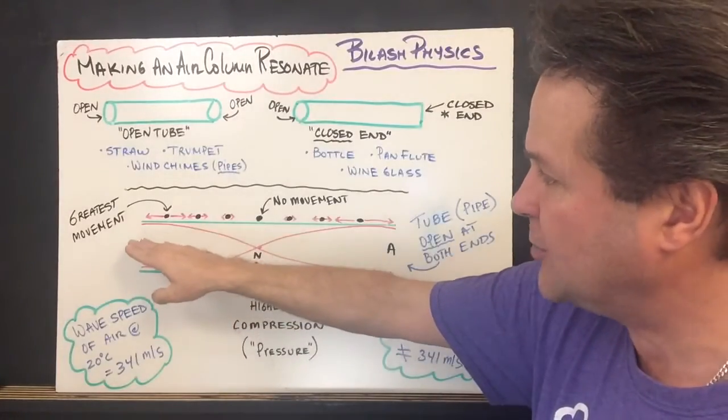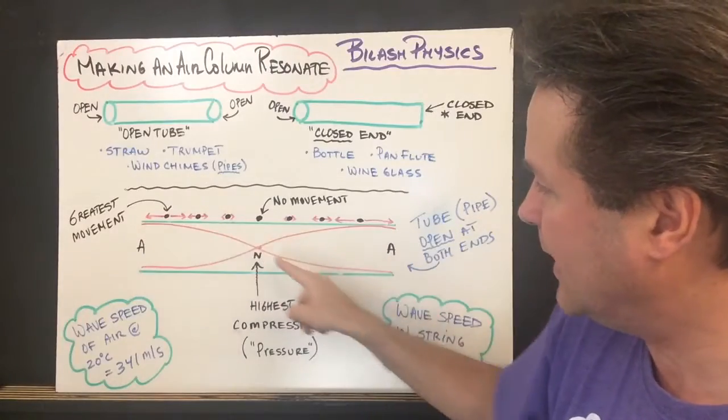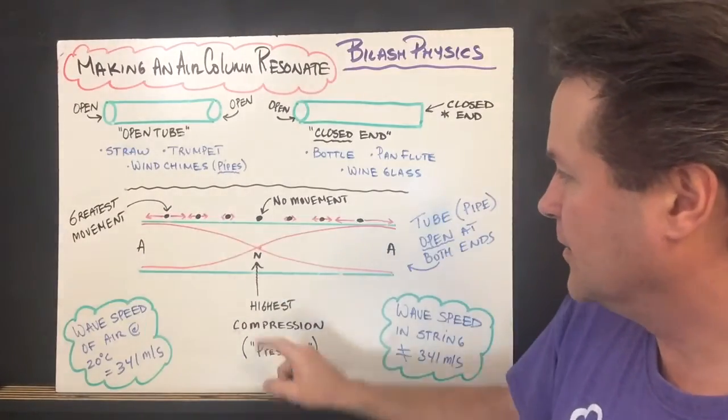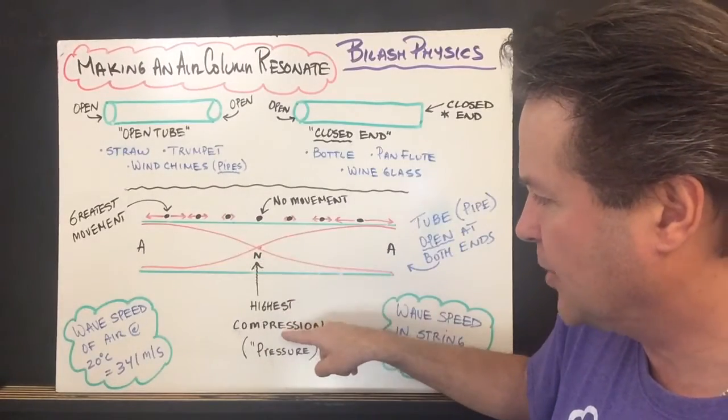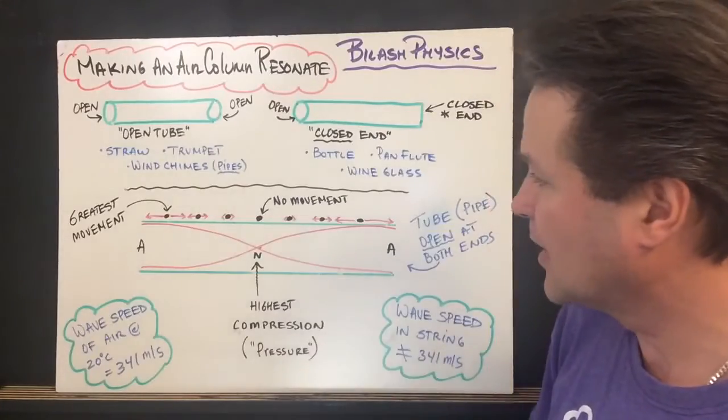And if we were to sketch a wave to represent how those molecules move, we would end up getting a wave that looks something like this. In the middle, we have the highest compression, and another word for compression would be pressure.